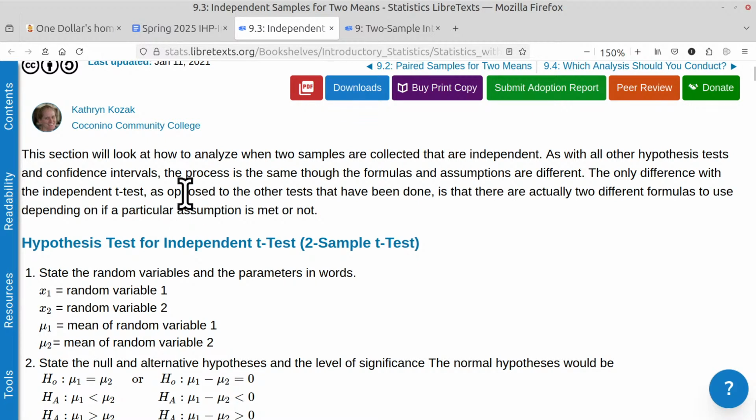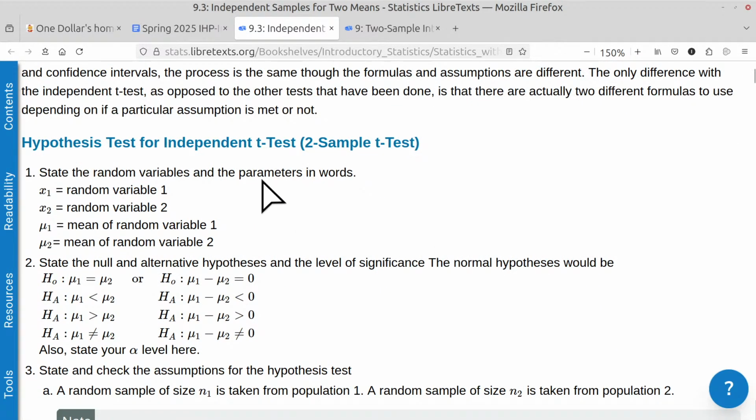Okay, this section will look at how to analyze data when two samples are collected that are independent. As with all other hypothesis tests and confidence intervals, the process is the same, though the formulas and assumptions are different. The only difference with the independent t-test, as opposed to the other tests that have been done, is that there are actually two different formulas to use depending on whether a particular assumption is made or not. Okay, hypothesis test of independent t-test, the two sample t-test.